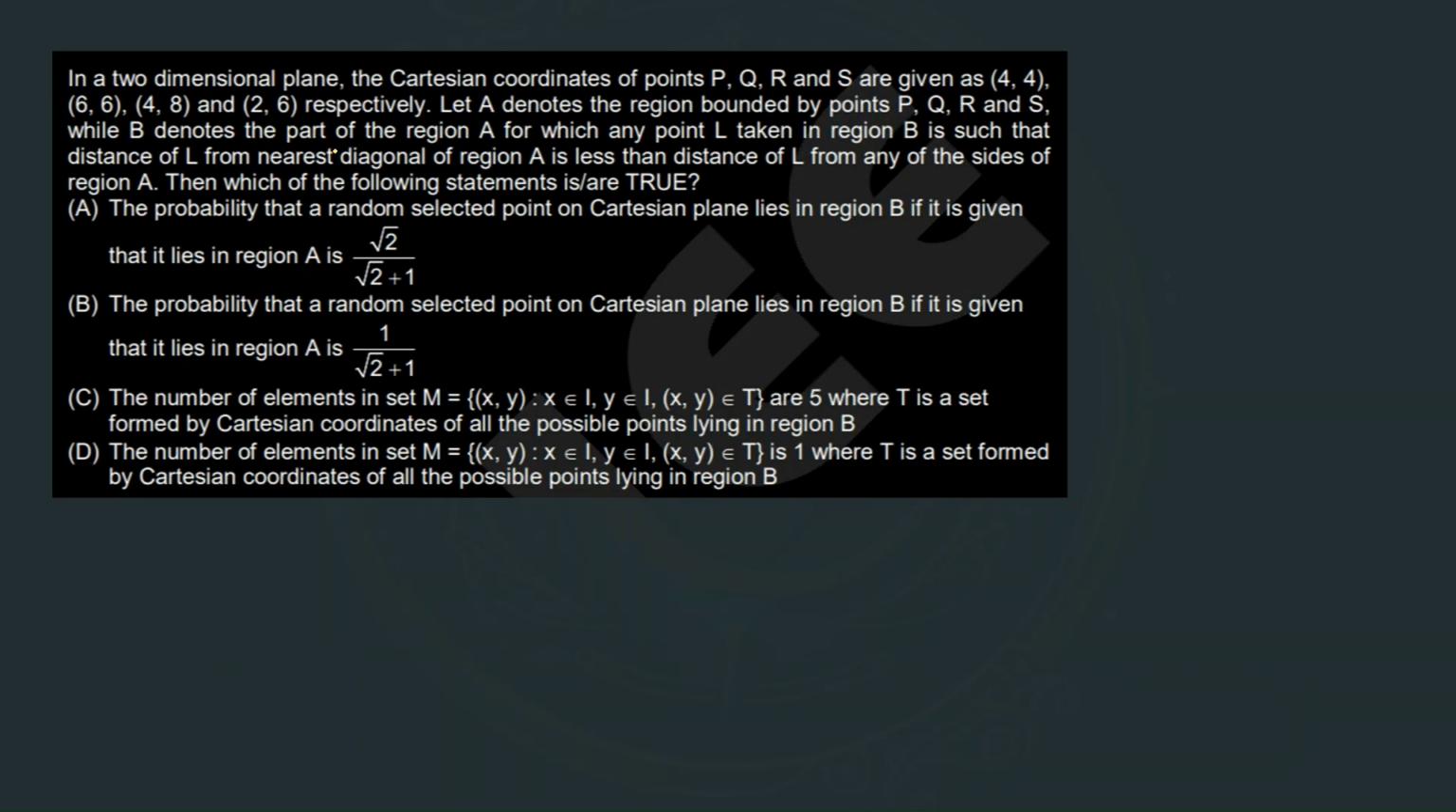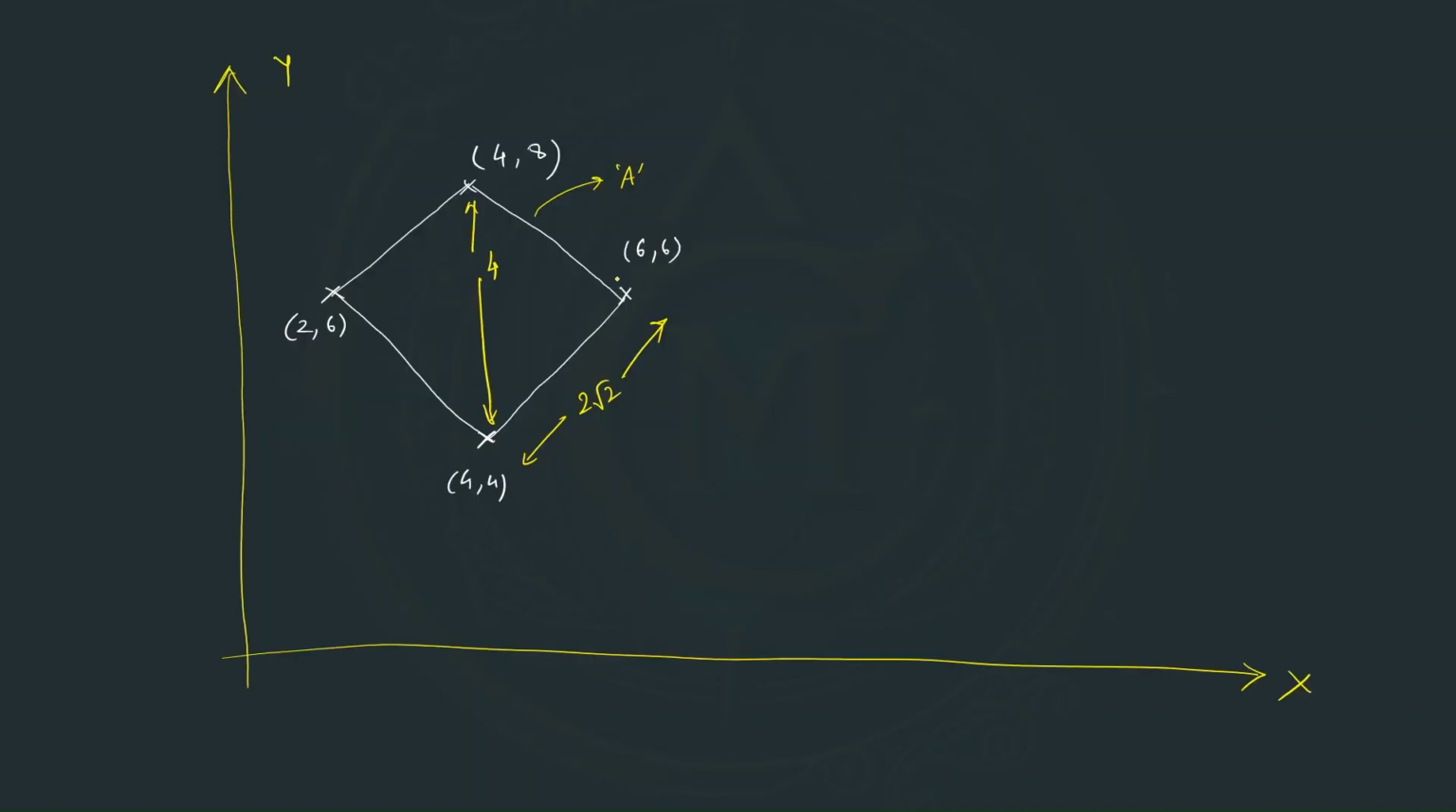And B denotes the part of the region A for which any point L taken in region B is such that the distance of L from the nearest diagonal of region A is less than the distance of L from any of the sides of region A. Okay, so it's a long statement. Let us decode this word by word. So basically we are talking about the diagonals of this square.